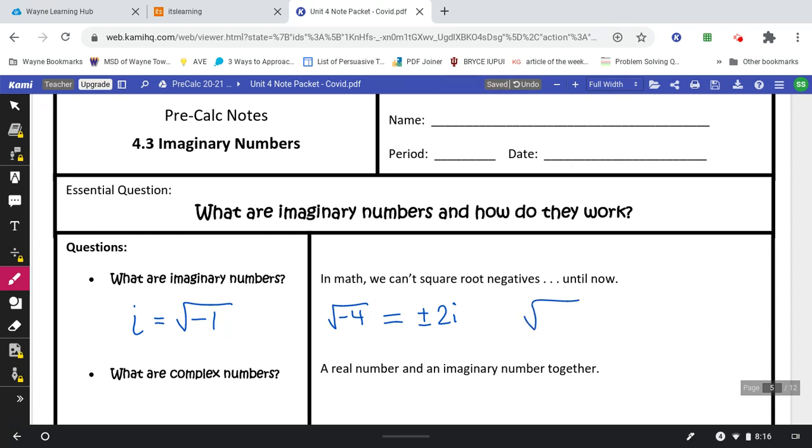All right, so another example, you could take the square root of -25, and you would get plus and minus 5i.